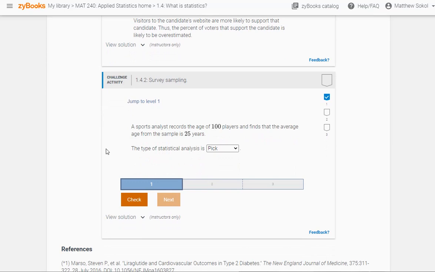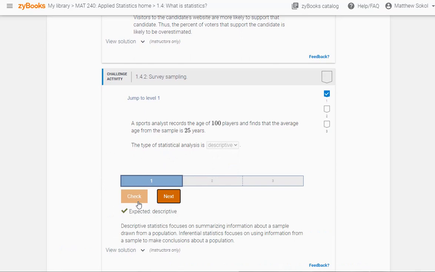Okay, great. Let's try this one. This is about survey sampling. A sports analyst records the age of 100 players and finds that the average age of the sample is 25. This type of statistical analysis is called descriptive statistics, because what you're doing is just taking information and turning it into a raw number.